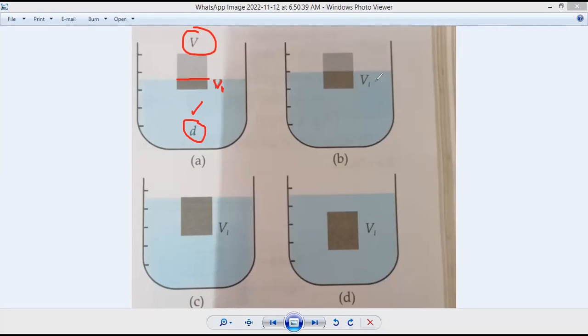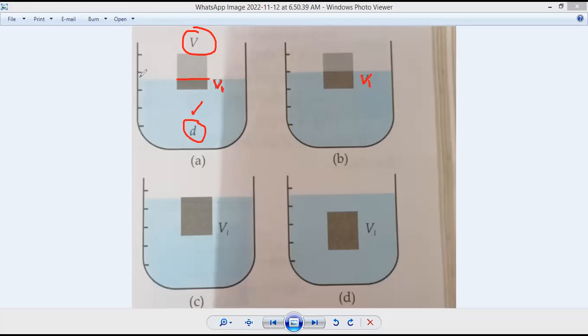Now, the second case, where the immersed portion is more. You can notice the immersed portion is more, so the liquid displaced is also more. Everybody, is the immersed portion more or less? More. So will more volume of liquid be displaced or less? More volume of the liquid will be displaced.